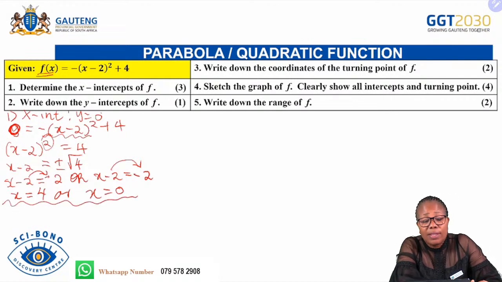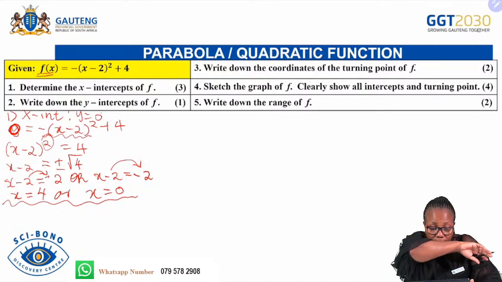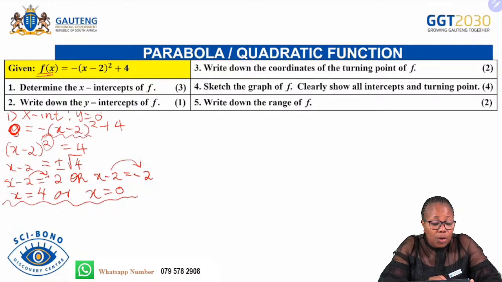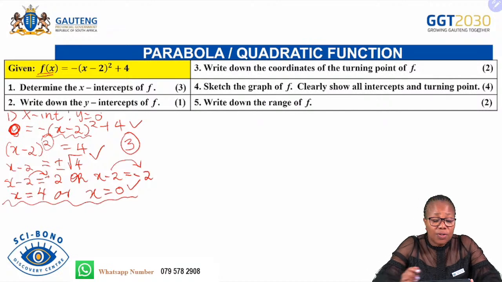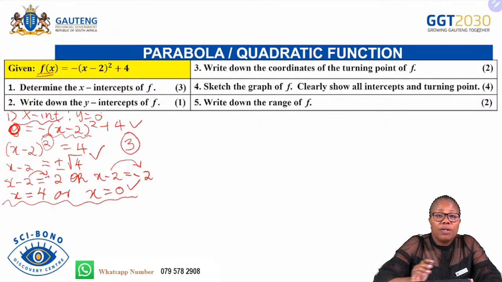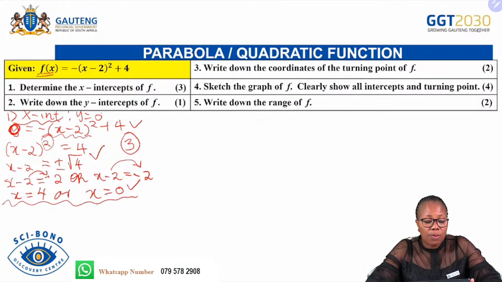And then this is worth 3 marks, grade 12. 1 mark will be for substituting a 0. The second mark will be for factors. And then the third mark will be for both x values. Therefore, this is worth 3 marks. Okay, remember it depends on the examiner how many marks he or she wants to allocate to that particular question.